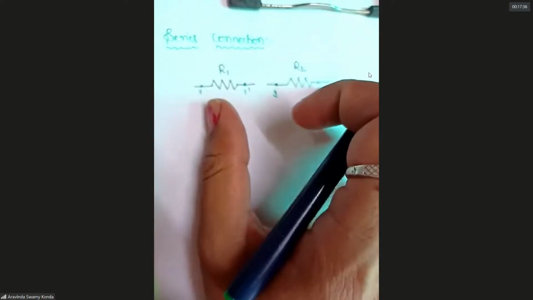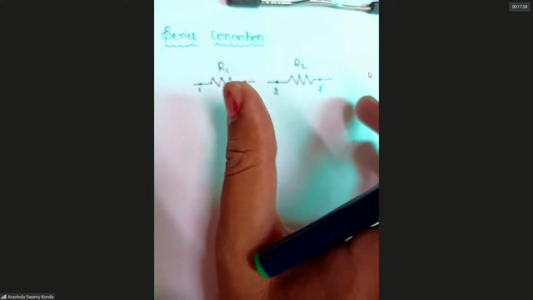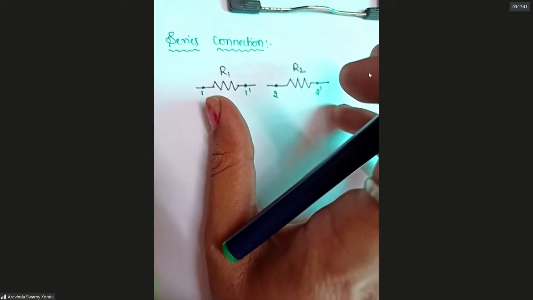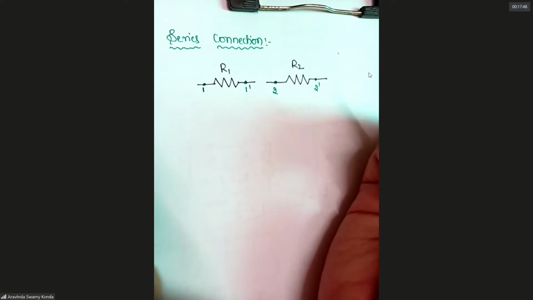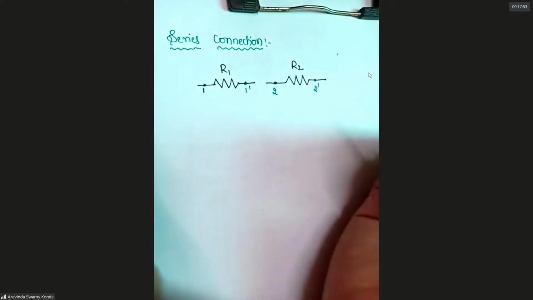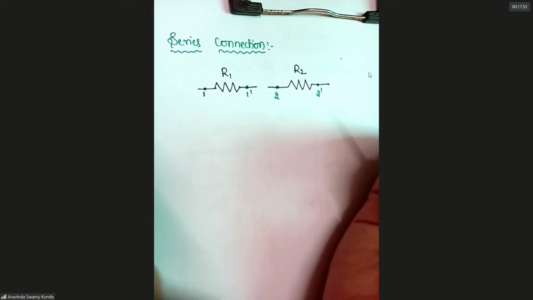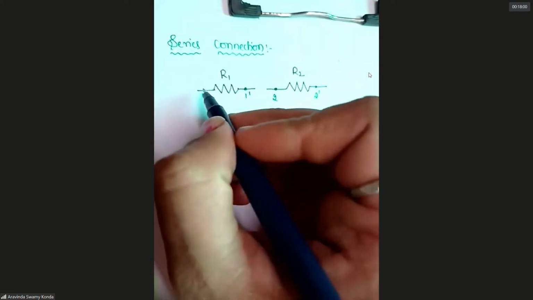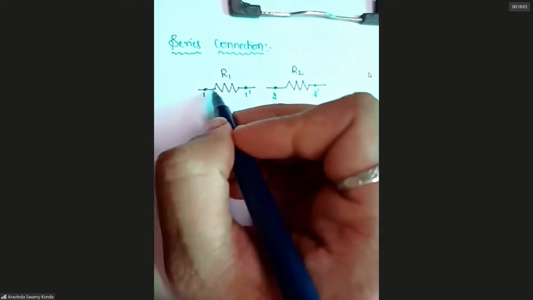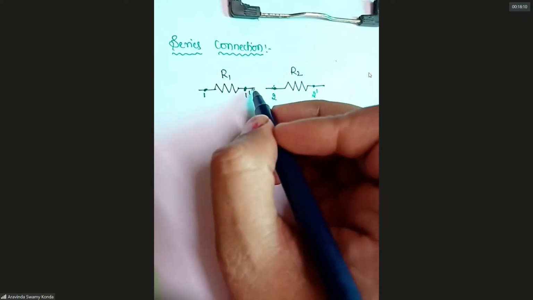When we say the resistors are connected in series, it is nothing but when opposite terminals of the resistors are connected together. That connection you call a series connection. Am I clear? Opposite terminals means what? These are the first terminals of the two resistors, this is the second terminal, and this is the first one.